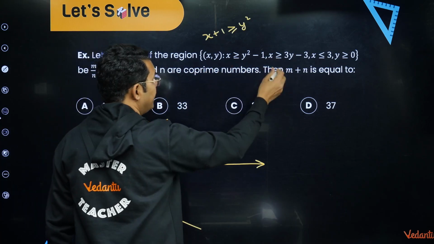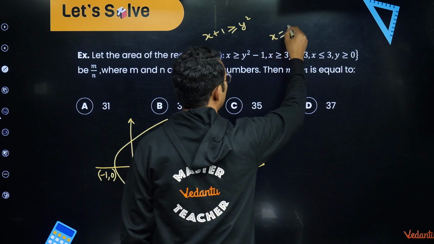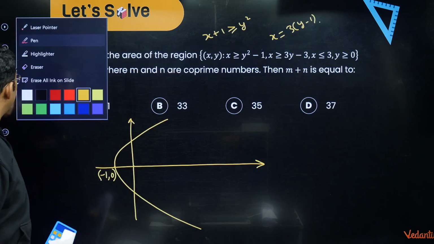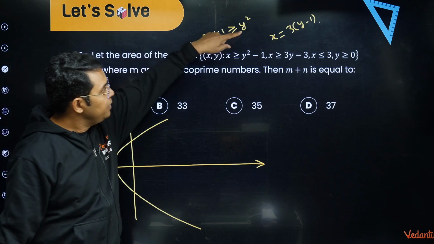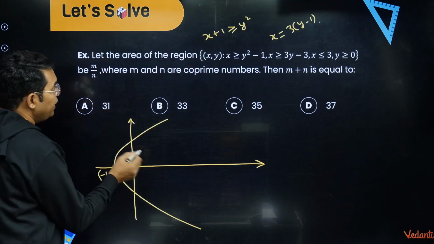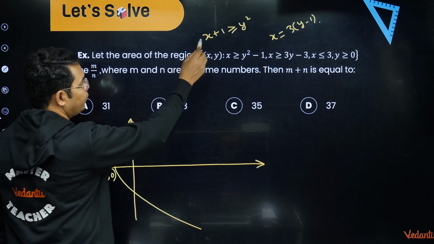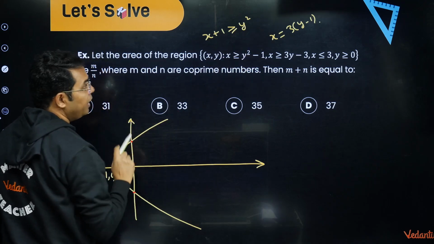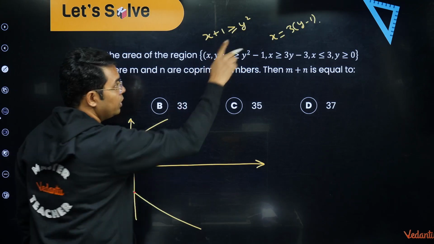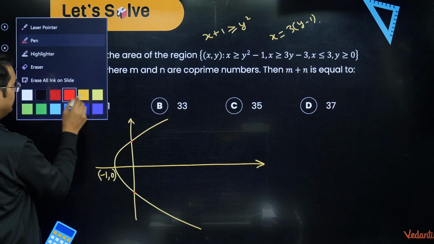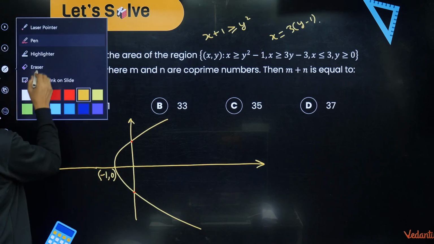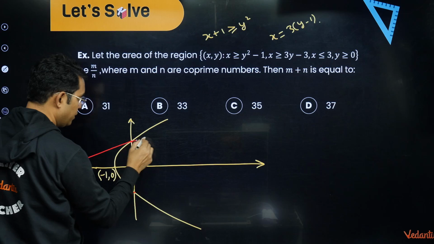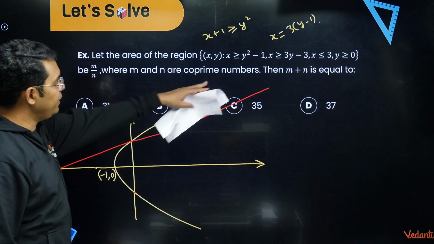Now x greater than all this, so I can write it as x equal to 3 into y minus 1. So that's a straight line. Now in this straight line, if you put x equal to 0, y becomes 1, the same as here also. If you put x equal to 0, y becomes 1 or minus 1. In this straight line, y will become 1, and if you put y equal to 0, then x will be minus 3. So here you can see your line will be coming from here, something like this. Okay, so this is my second line.